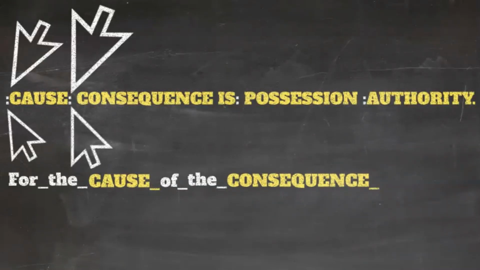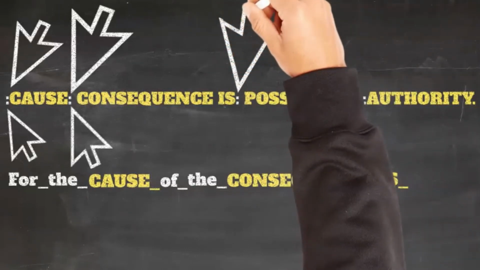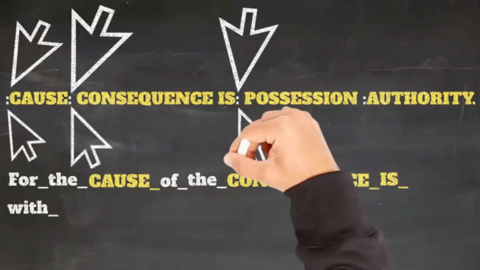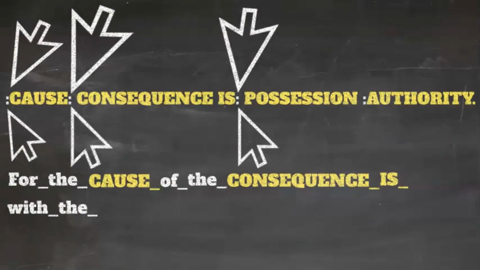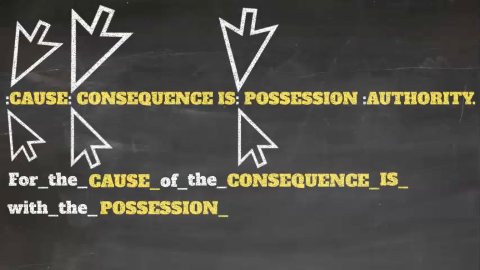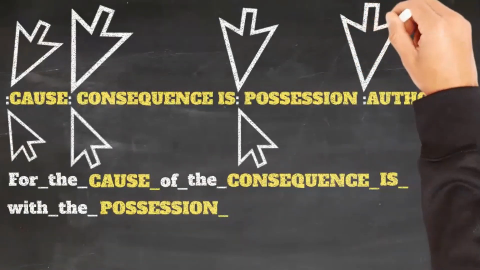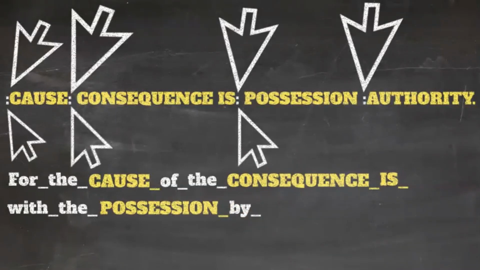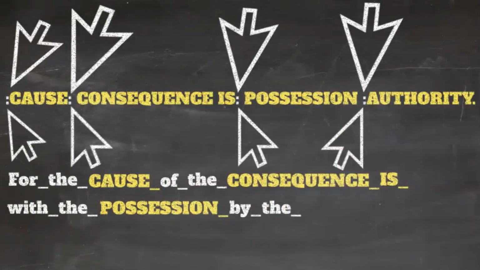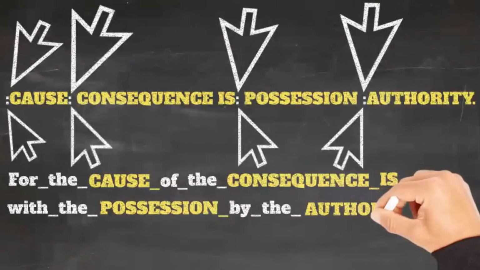Next we have the verb of our thinking, which is, along with a space. This next dot is with and a space, followed by the and a space. Then possession and a space. The first dot of our last full colon is by and a space, followed by our last dot, which is the and a space. Then the word authority with a period.